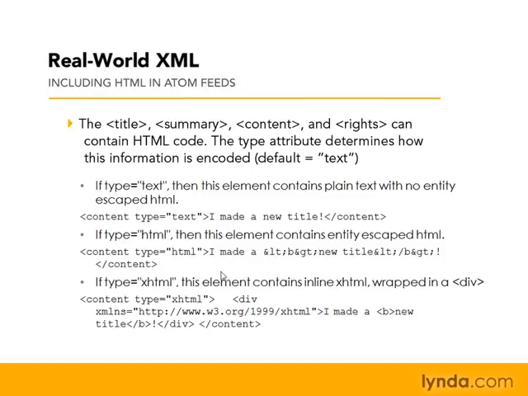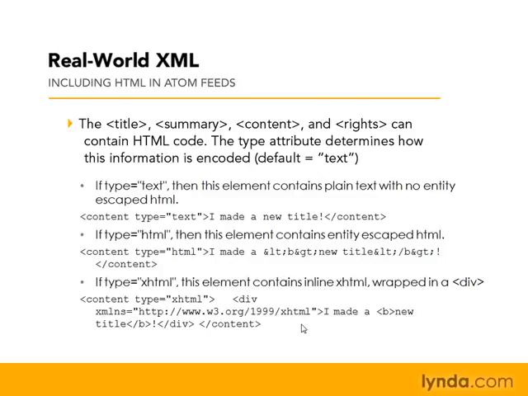And then finally, if the type is equal to XHTML, then the element contains XHTML code, and it is wrapped up in a single div tag. And that's an important thing you need to realize. So here you see an example of that. The content contains XHTML, and I have a div tag with the XHTML namespace on it. And then right inside the div tag, I can put XHTML code straight in there. I don't have to escape it or anything like that.